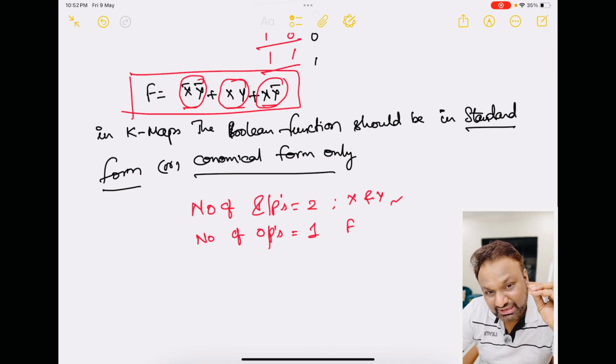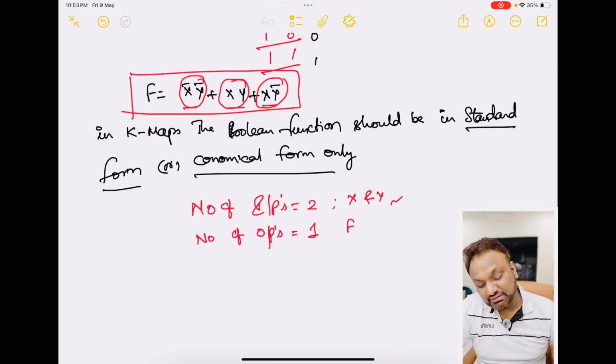Okay. So in each and every product term, if all the inputs are available, then that particular Boolean function is said to be in the standard form.